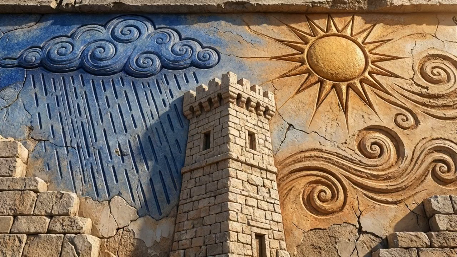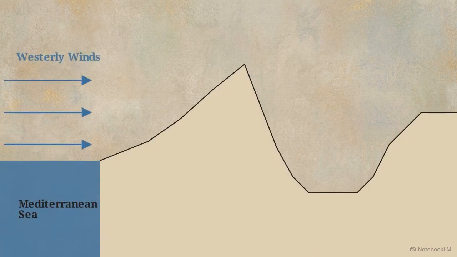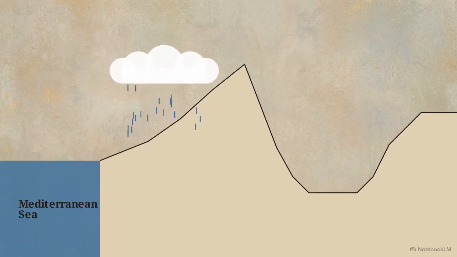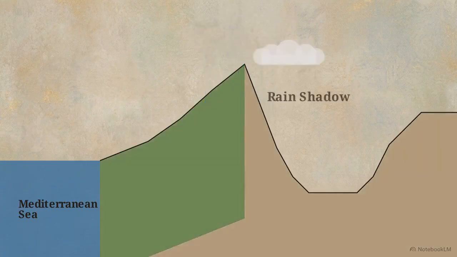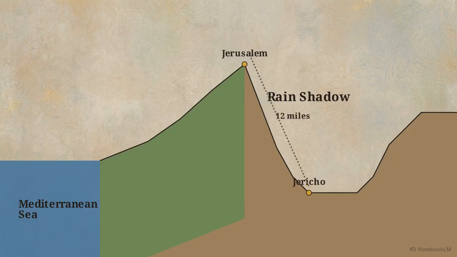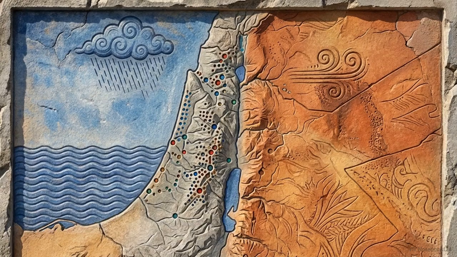Beyond these horizontal geopolitical pressures, the inhabitants were also subject to vertical meteorological forces. This cross-section shows the region's dependence on westerly winds from the Mediterranean. Moist clouds hit the mountain ridge, rise, cool, and precipitate over western slopes. Passing the peak creates a severe rain shadow. 12 miles east, moisture drops to zero, turning Jericho into arid desert.